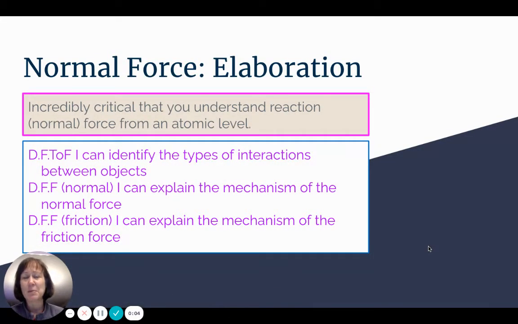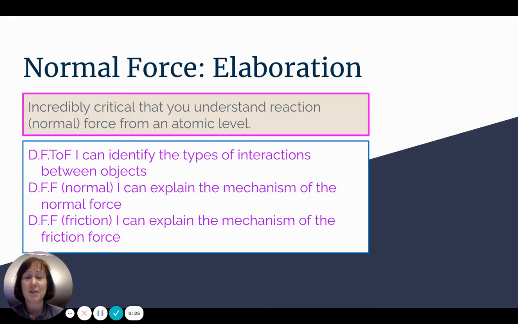In this video, I'm going to talk more about normal force. So it's an elaboration of what we have done before. It's incredibly important that you understand reaction or the normal force from an atomic level, because that is going to help you understand the other forces or interactions that we look at.